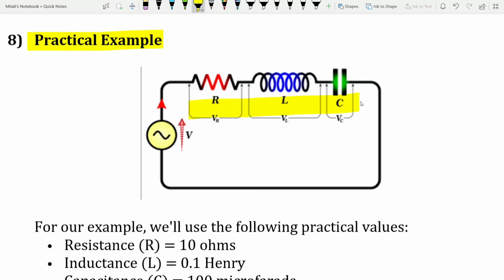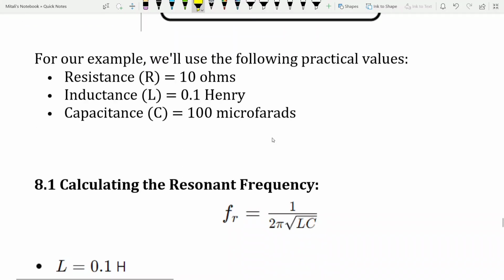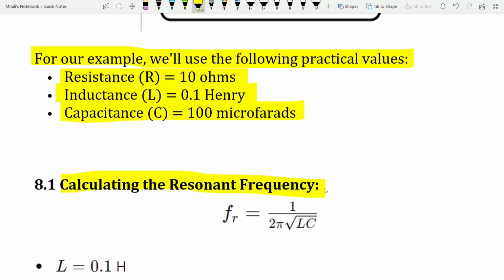Consider a series RLC circuit with given values of resistance, inductance and capacitance. We will calculate the resonant frequency, analyze the steady state response and determine the power factor. For our example, we will use the following practical values. Resistance R is equal to 10 ohm, inductance L is equal to 0.1 Henry, capacitance C is equal to 100 microfarad. Let's start by calculating the resonant frequency of this circuit.